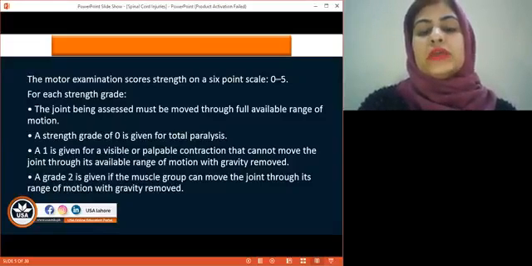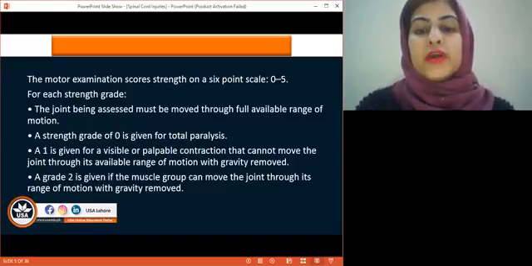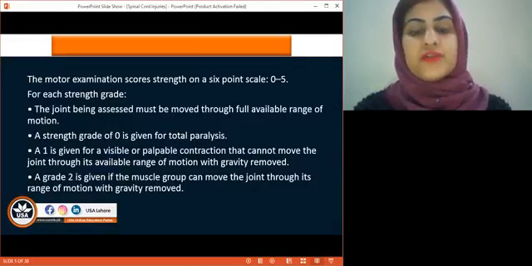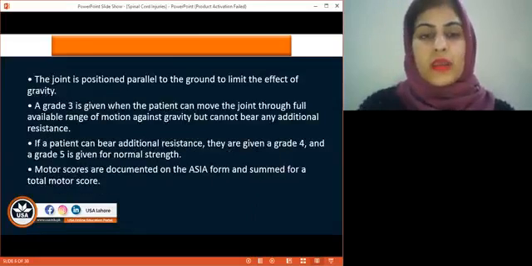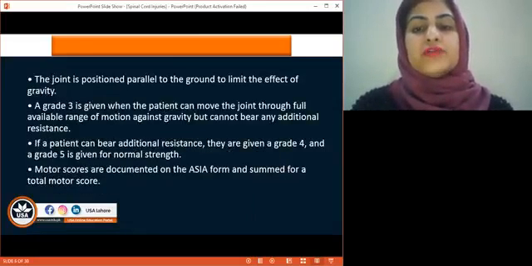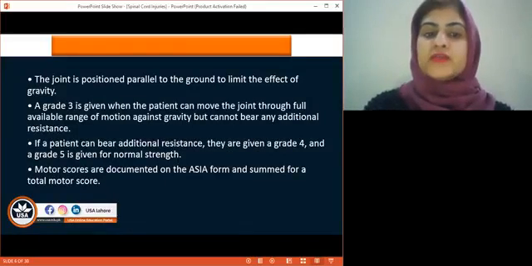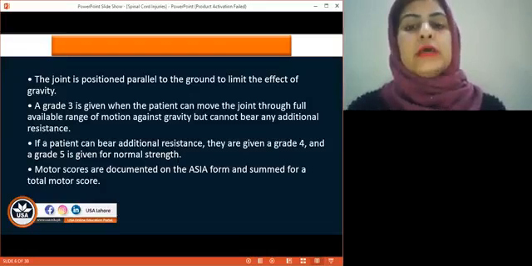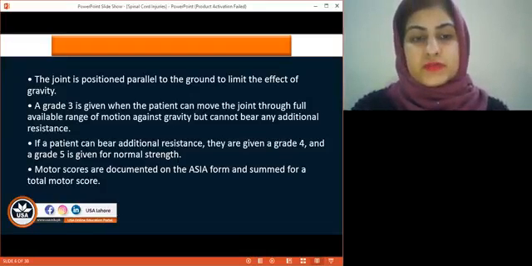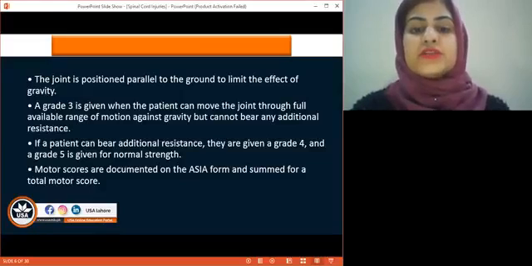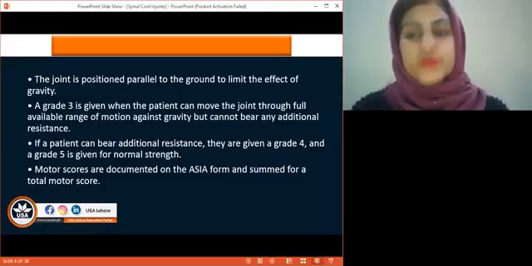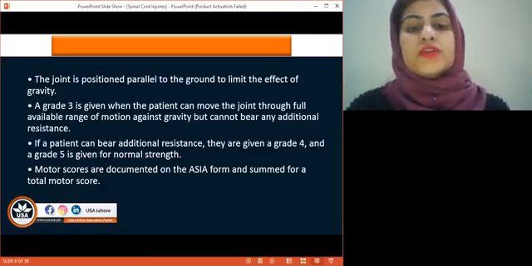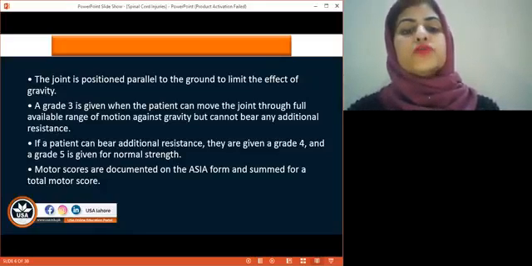Grade 2 is given to individuals whose muscle group can move the joint through the range of motion with gravity removed. The joint is positioned parallel to the ground to limit the effect of gravity. A grade 3 is given when the patient can move the joint through the full available range of motion against gravity, but cannot bear any additional resistance. If a patient can bear additional resistance, they are given a grade 4, and a grade 5 is given for normal strength. Motor scores are documented on the ASIA form and summed up for a total motor score.